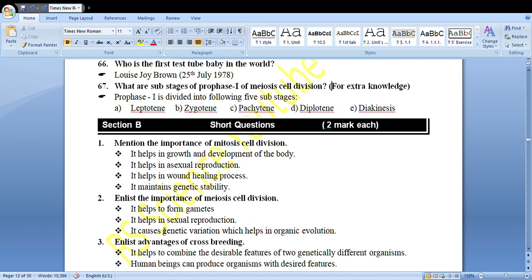Enlist the importance of meiosis cell division. It helps to form gametes. It helps in sexual reproduction. It causes genetic variation, which helps in organic evolution.